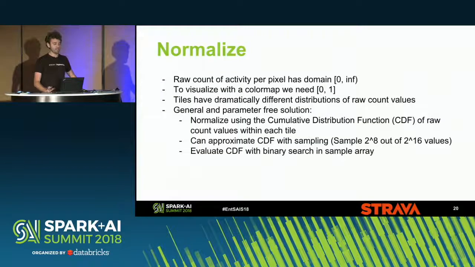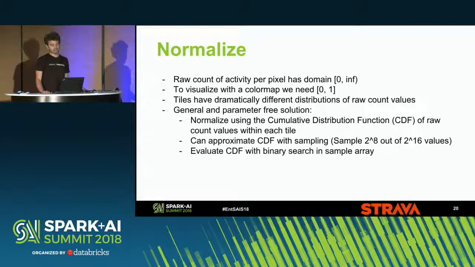So how I did that is a really clever general and parameter-free solution. So there's no parameterization needed. And I basically just used the cumulative distribution function of the raw pixel values, such that each pixel gets mapped to the percentage or percentile of where that pixel falls in all of the pixels in the tile it belongs to.